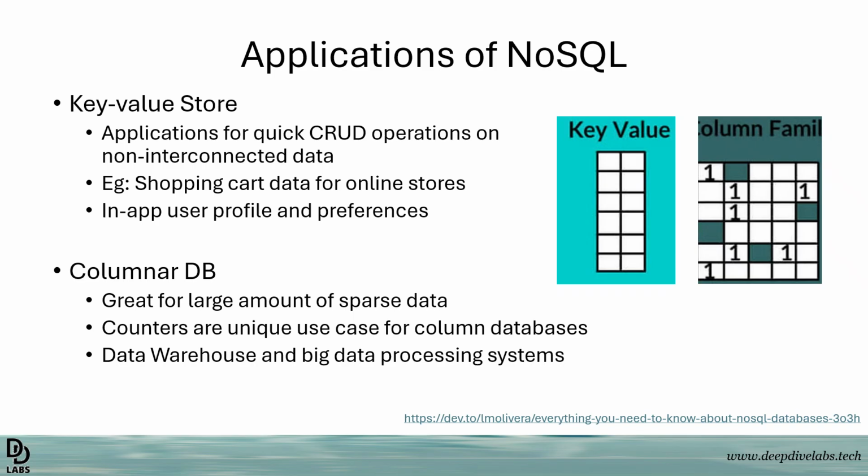Some of these column databases have unique use cases called counters. In your Cassandra database, counters are a unique use case for column databases because they are mostly used for analytical workloads in order to do aggregation, as we have seen: your sum, your average, etc. And all of these columnar databases are typically used for data warehouse and big data processing systems.